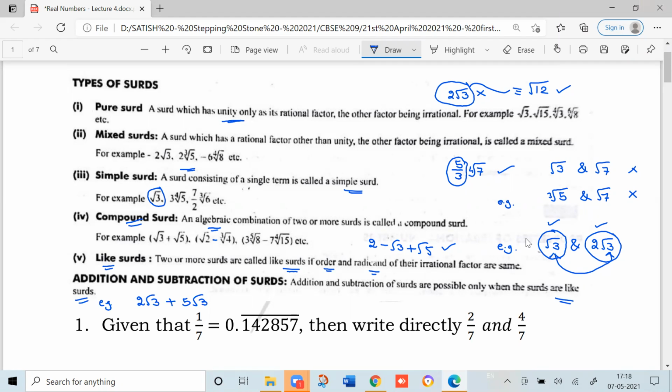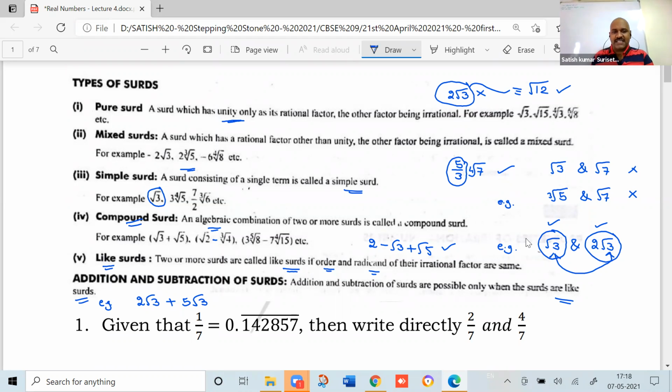No, sir. Are they like surds or not? They are like surds, because here the radicand is 3, and here also the radicand is 3. Even though the rational factors are different, the radicand is the same and the order is also the same. So they are like surds.